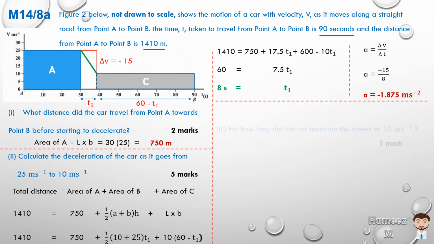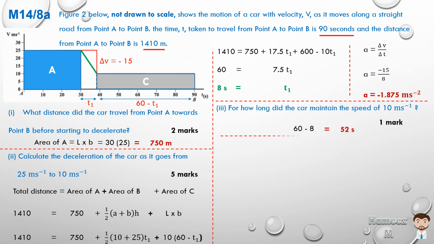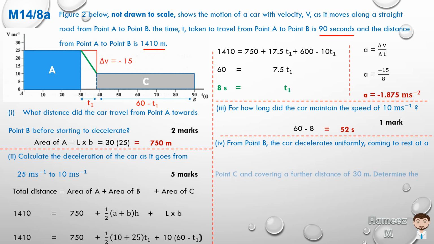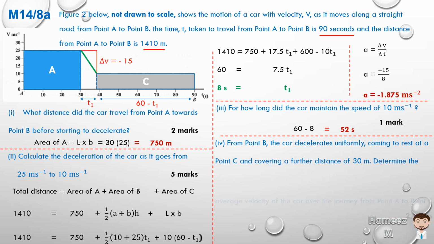Part 3. For how long did the car maintain the speed of 10 meters per second? So that will be 60 minus T1, which is 60 minus 8, which works out to be 52 seconds. And the last part, part 4, from point B, the car decelerates uniformly, coming to rest at a point C and covering a further distance of 30 meters. Determine the average velocity of the car over the journey from point A to point C.